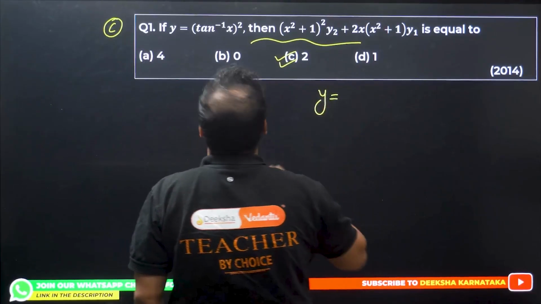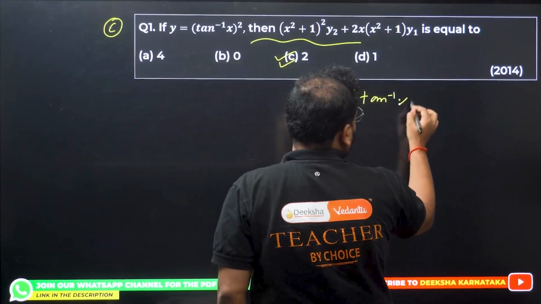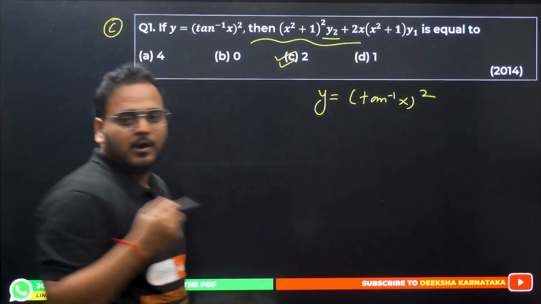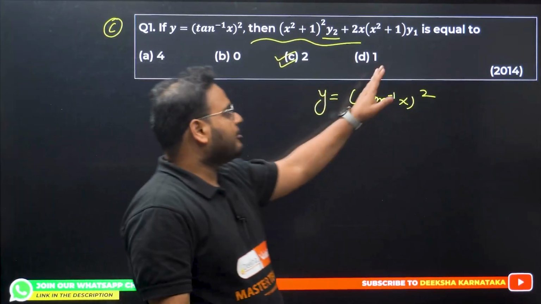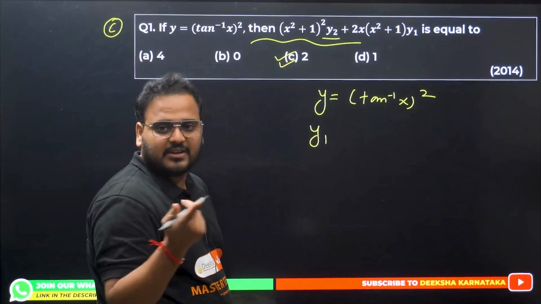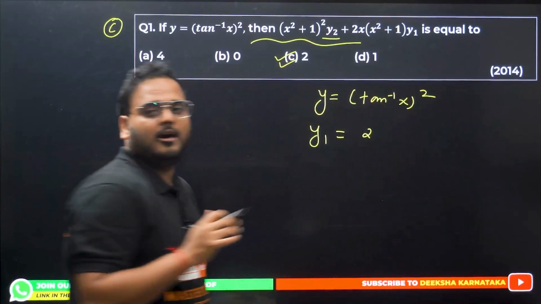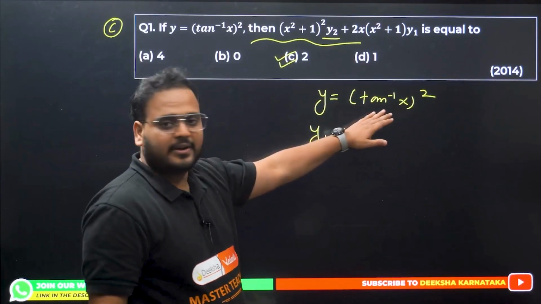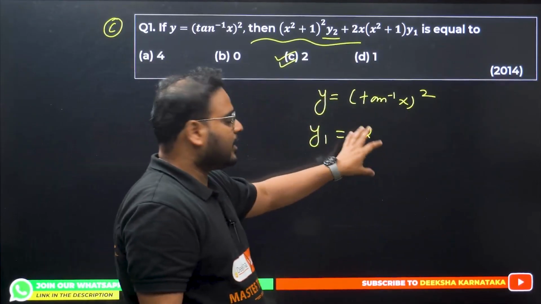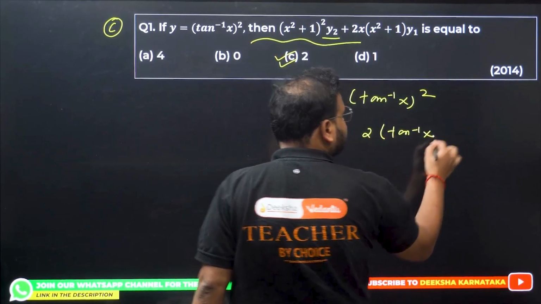Y equals tan inverse x, the whole square. Differentiate this. We are looking for the derivative. y2 represents the second derivative and y1 represents the first derivative. If you differentiate once, we get the first derivative, which is y1. For this, the first form of the function is a polynomial, where the whole power is 2. So you're going to use that polynomial form first. So 2 times tan inverse of x, that's the first derivative.